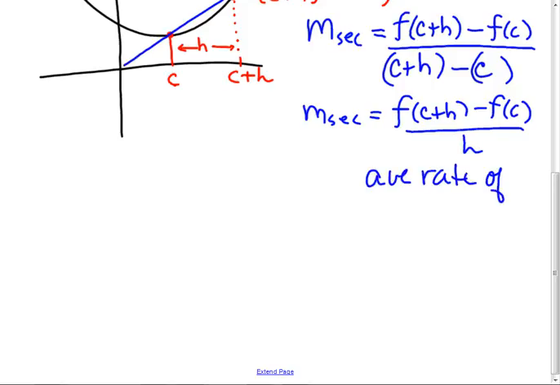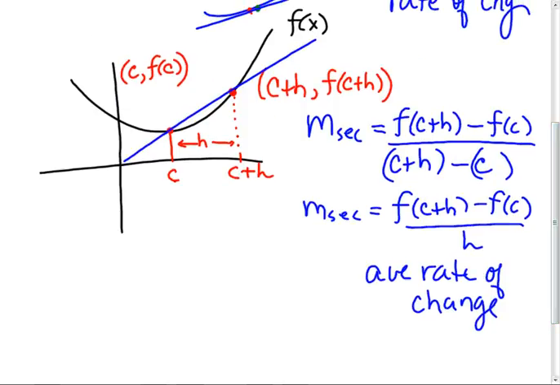And now what am I going to do to get the instantaneous? I'm going to take this point up here, and I'm going to try. There it goes. I'm going to drag it closer and closer. What's happening to h?